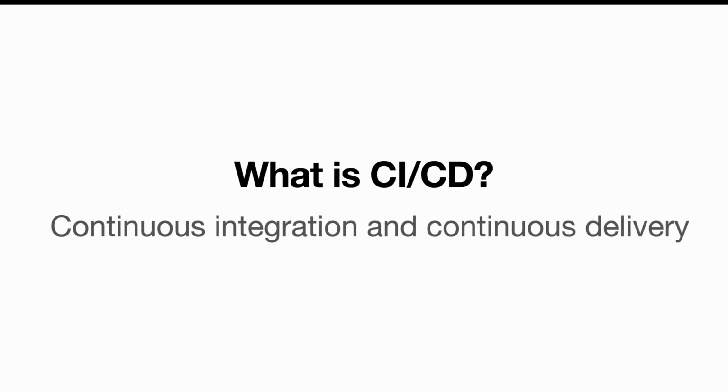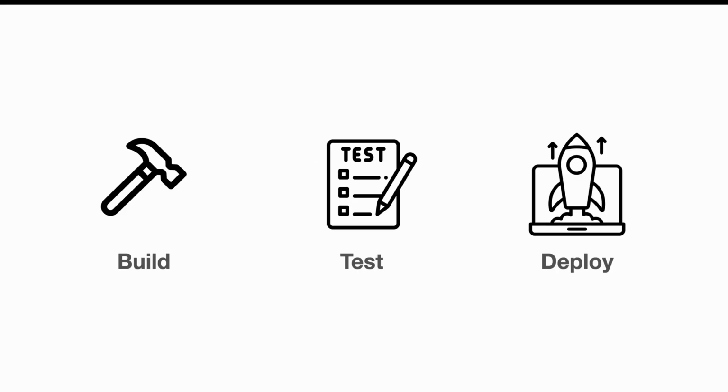The first question that some of you might have is, what is CI/CD? CI/CD stands for Continuous Integration and Continuous Delivery or Continuous Deployment. It is a set of practices that automate the building, testing, and deployment of software, in this case, your iOS app. CI/CD helps to ensure that code changes are reliable and can be deployed to production quickly and safely.